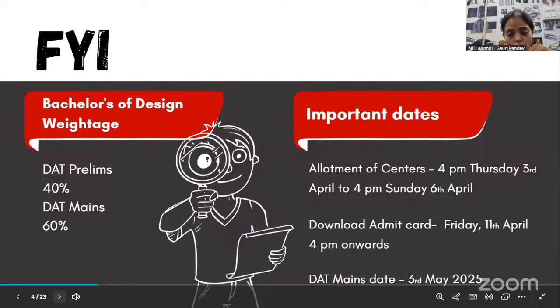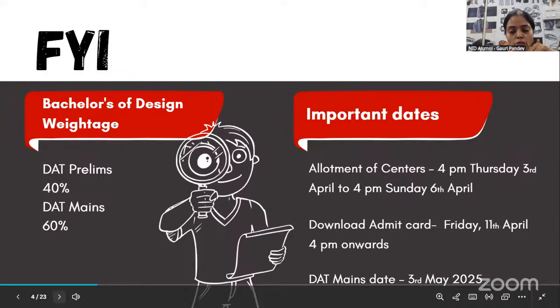Important dates for you. The allotment of center will begin from tomorrow, 4 p.m. onwards, and it will continue till Sunday, 4 p.m. So from the 3rd of April, tomorrow, to the 6th of April, you can choose your center. It is going to happen on a first come first serve basis.